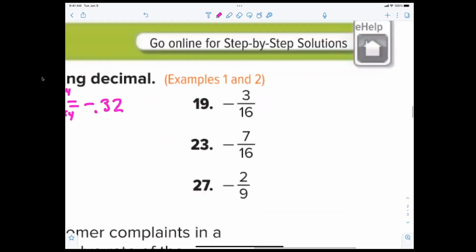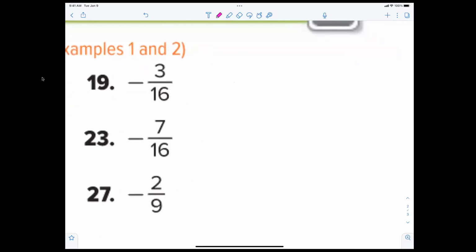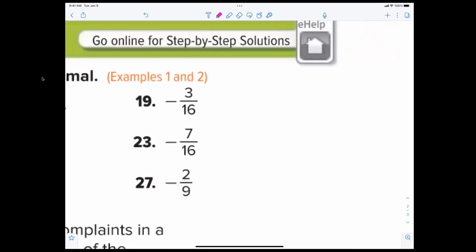This was annoying. 3/16. Right? Did we do 5/16 above? Yeah. Oh, so we have to do 3/16. All right, so here we go. We're going 16 into 3.0. How many times does 16 go into 30? Once. How many left over? That's annoying. So now I have 140.